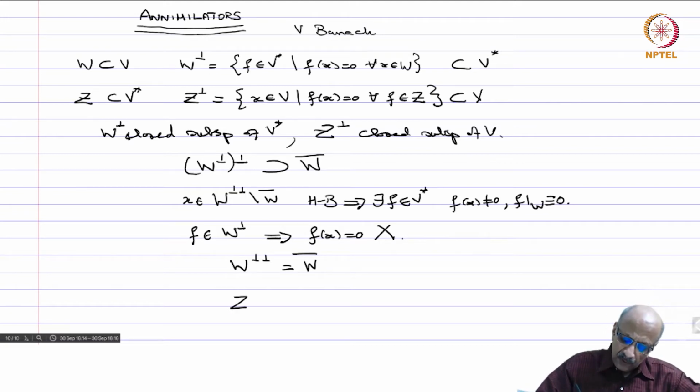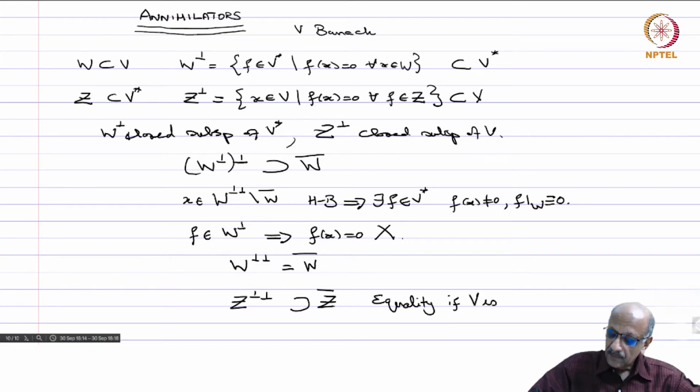Now, in the same way, if you take Z perp perp, that will contain Z closure. But now if you try to imitate the same argument, you will fail, because when you apply Hahn-Banach, you have to take something in V double star, and that doesn't come in anywhere in our calculations here. So we can only say this much, but equality holds if V is reflexive. Because then V double star is nothing but V, and therefore you can repeat the previous argument, and therefore you have this.